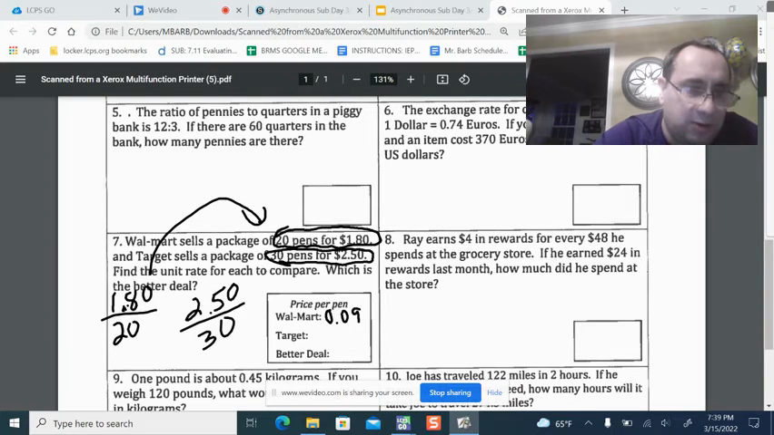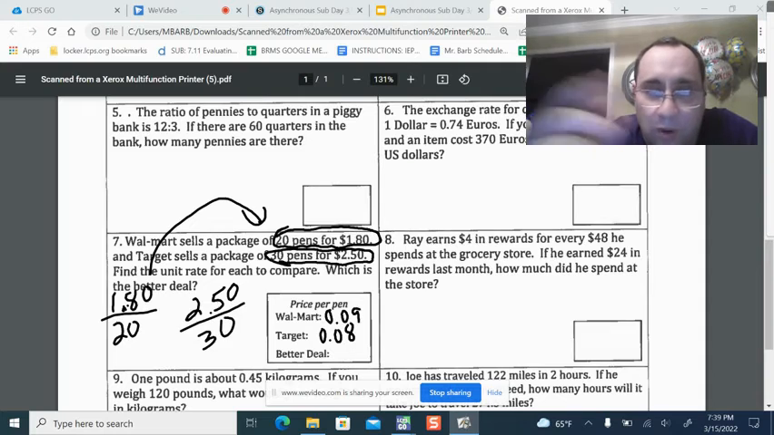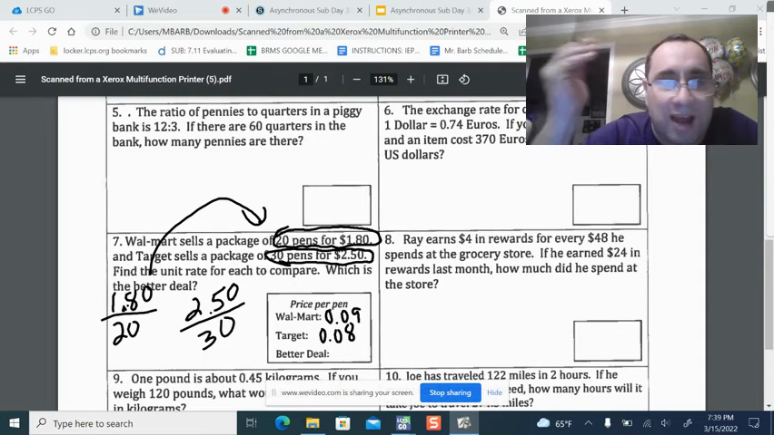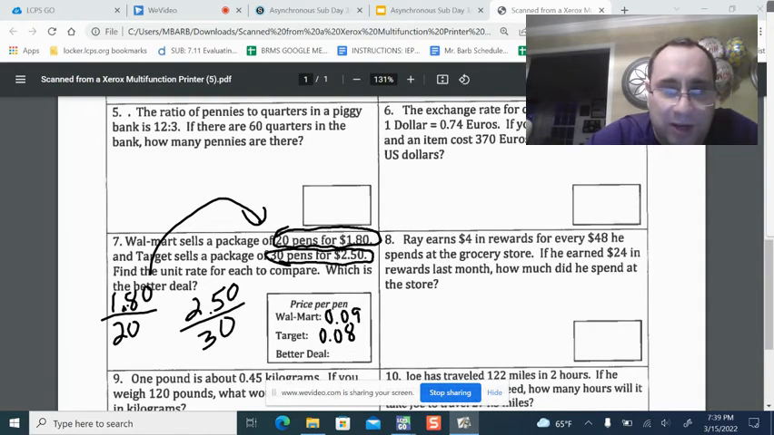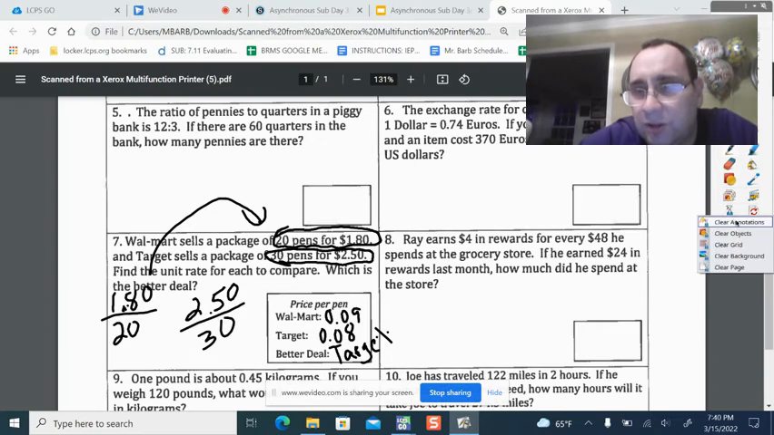2.50 divided by 30. You get 0.083. So it's going to be 0.08, and it's a 3 after it, so we don't round up. We only round up if it's 5 or higher. So which one's the better deal? 8 cents or 9 cents per pin? Of course, Target beats out Walmart. Okay? All right, I'm going to have you pause that and take notes.